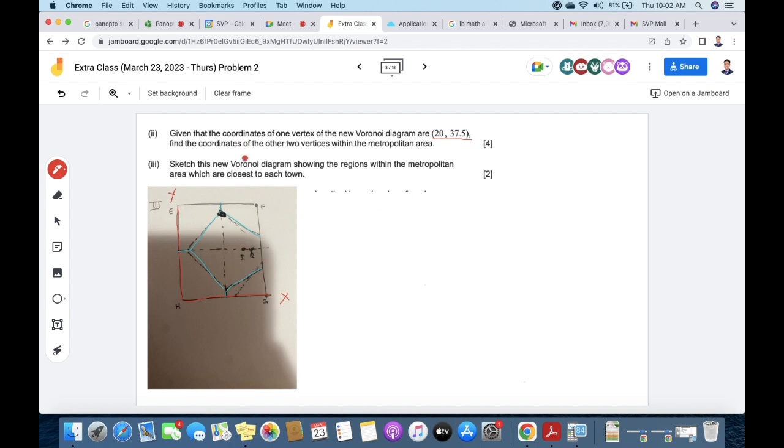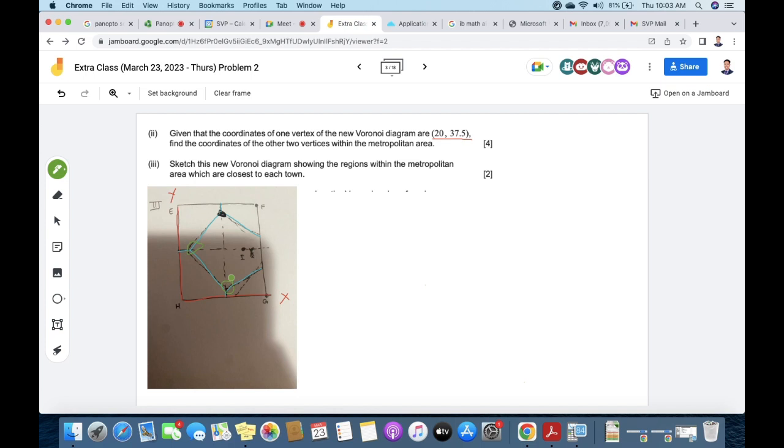So the other two vertices that we are looking for will be this vertex here and this vertex here. Do you follow? Is it clear? It's something that we cannot understand unless we see the figure. That is why I said we can do number 3 first before we do number 2.